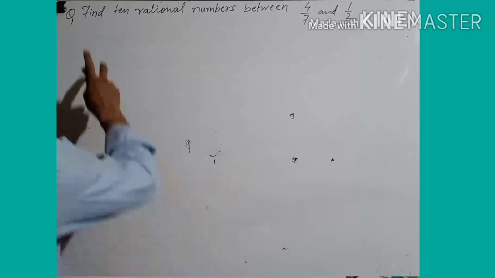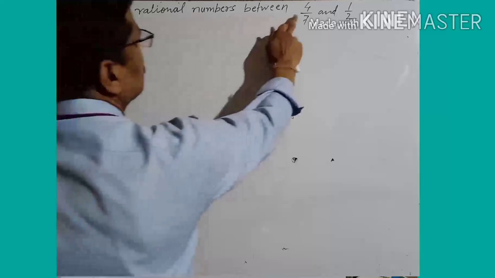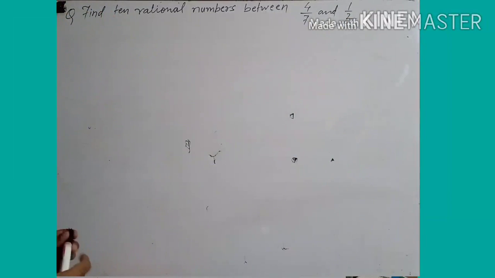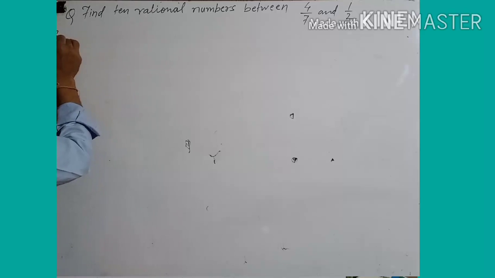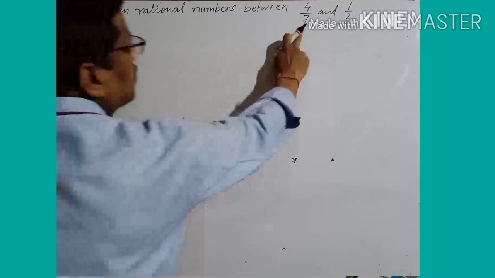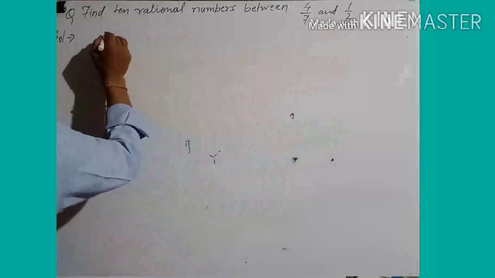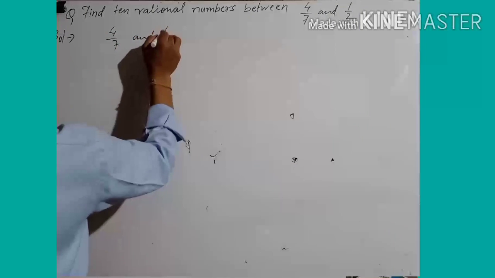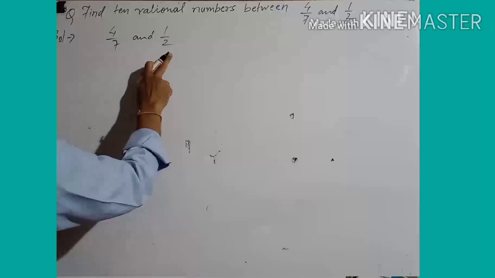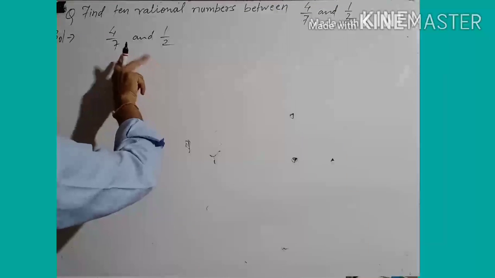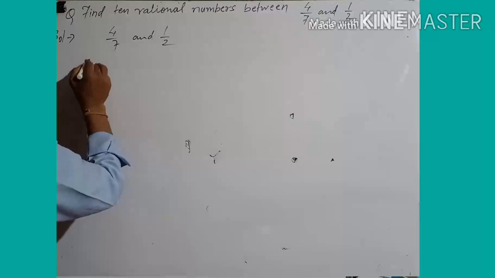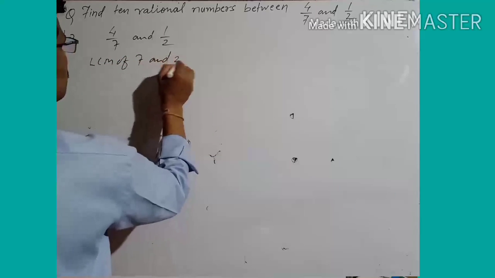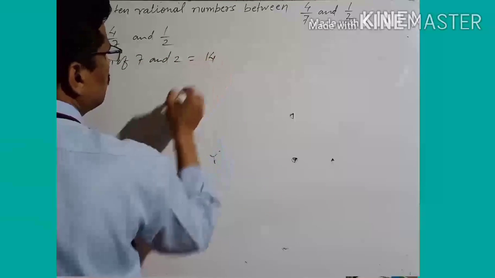Let's see. In this question, find 10 rational numbers between 4 upon 7 and 1 upon 2. We have to find 10 rational numbers. Okay, what is the method? As you know, first we have to make their denominators same. We can write here 4 upon 7 and 1 upon 2. What is the LCM of 7 and 2? Because both are prime numbers, their product will be their LCM. So directly we can write here LCM of 7 and 2 is equal to 14.